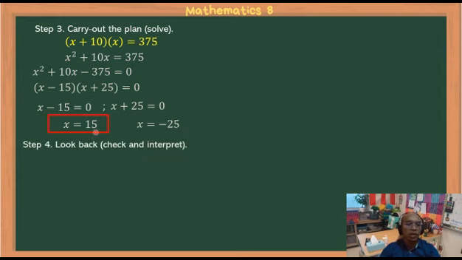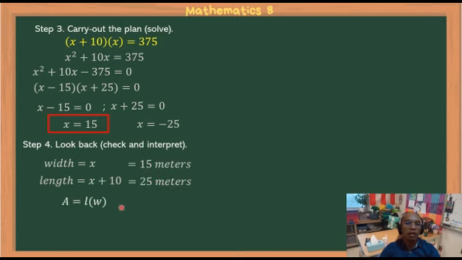Now we check whether the value of x will satisfy the given condition. The width is represented by x, so that would be 15 meters. The length is represented by the expression x plus 10. So x is 15 plus 10, that would be 25 meters. The area of the rectangle will then be obtained by multiplying the length and the width. 15 meters times 25 meters is equal to 375 square meters, which satisfies the given condition in the problem, whose area of the rectangle is 375 square meters.